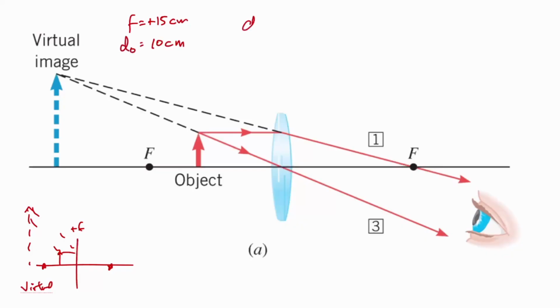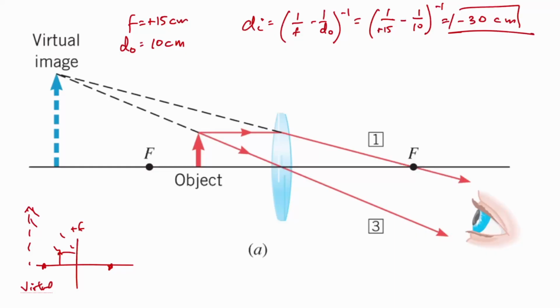So let's go and calculate the image distance. 1 over f minus 1 over d_o, inverted. So 1 over plus 15 minus 1 over 10, all inverted. I go into my calculator, I ask it what this number is, and it tells me it's negative 30 centimeters. What does the negative sign mean on image distance? What's the convention say? A negative image distance is forming on the front side of the lens.